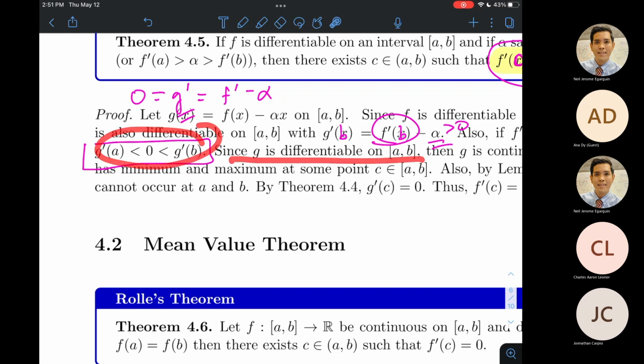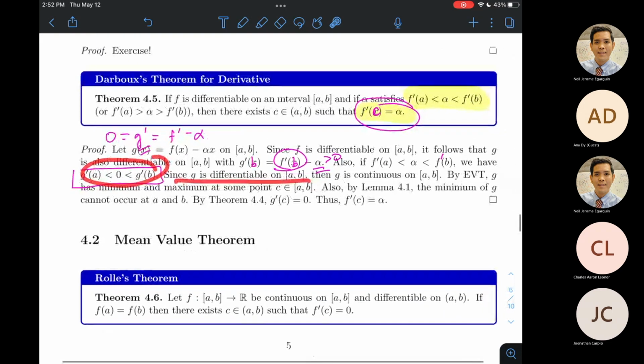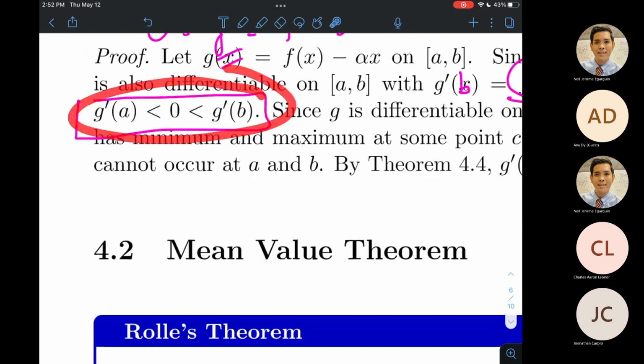And then since g is differentiable on (a, b), then it is continuous on (a, b). Next ano na pala to, no? Next sentence. Pero sige, nasira yung flow ko. Alright. So halatang hindi ako yung nagsulat ng proof.